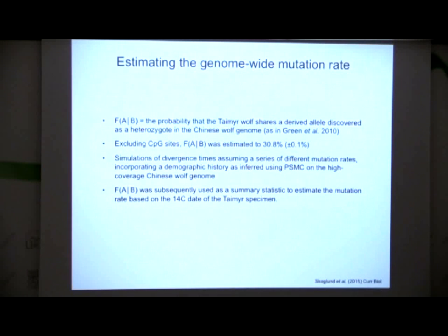We then ran simulations of the divergence time between the Taimyr wolf and the Chinese wolf, assuming a series of different mutation rates. And then we used the FAB statistic as a summary statistic in these simulations to try to infer the mutation rate.